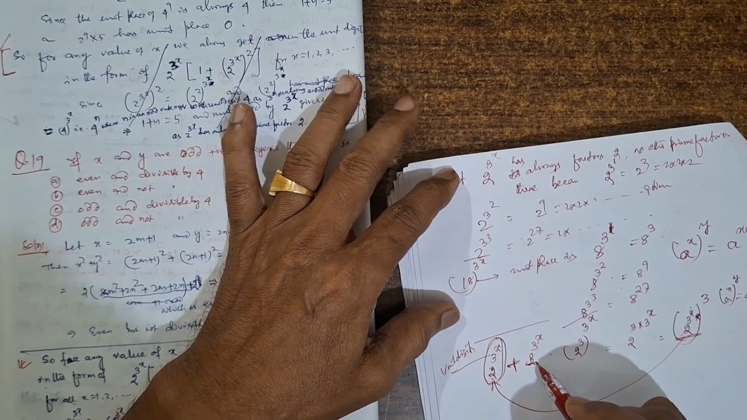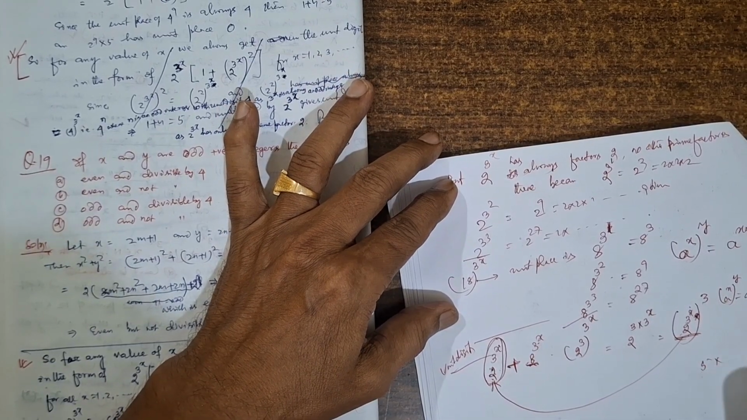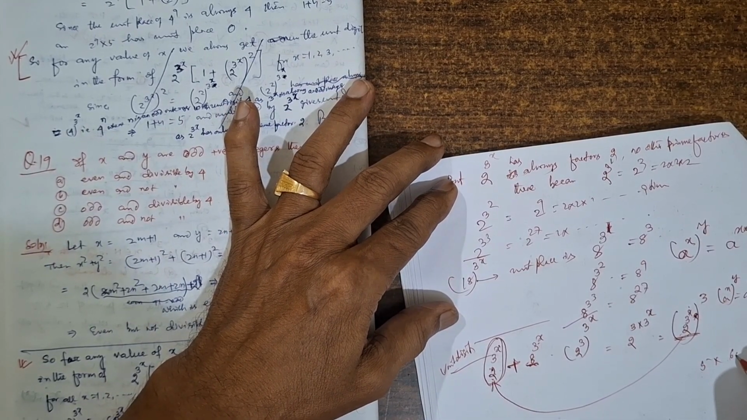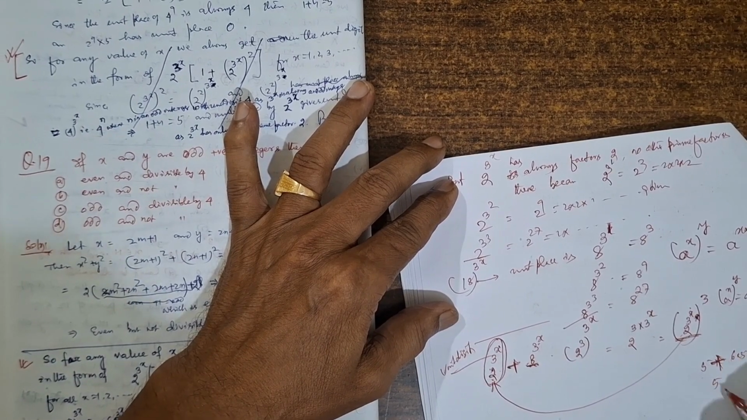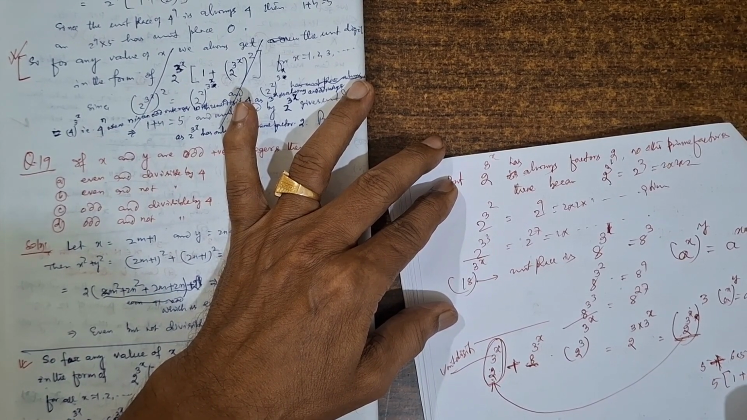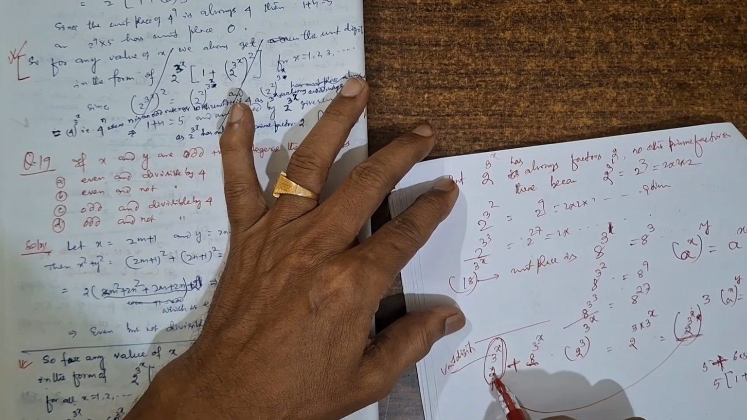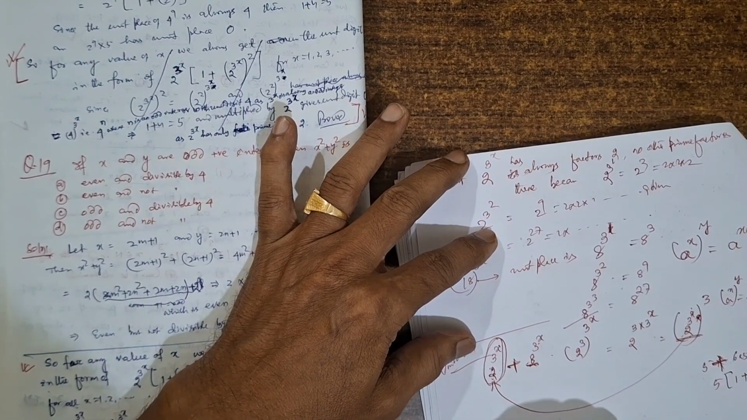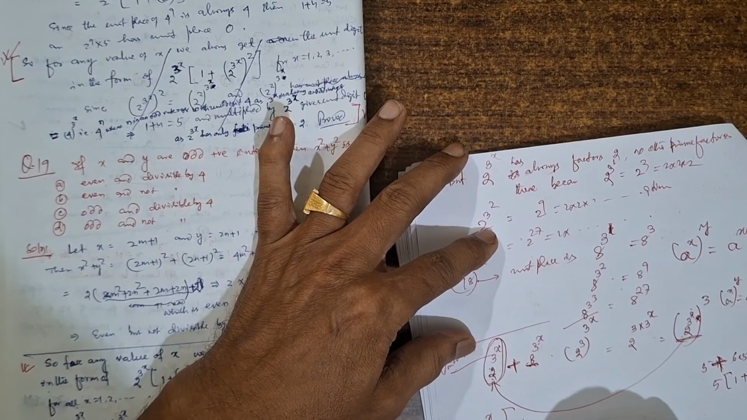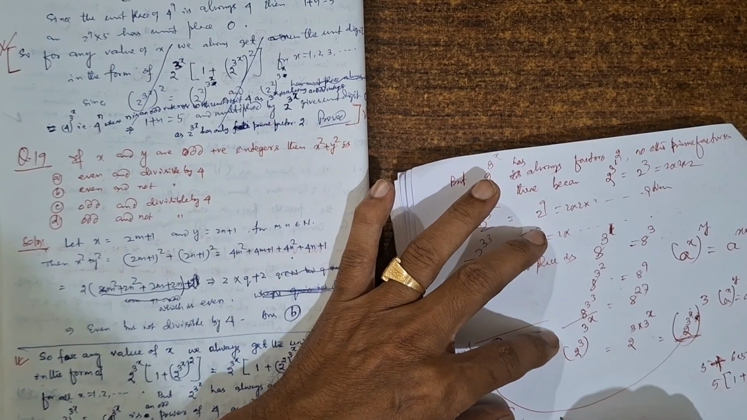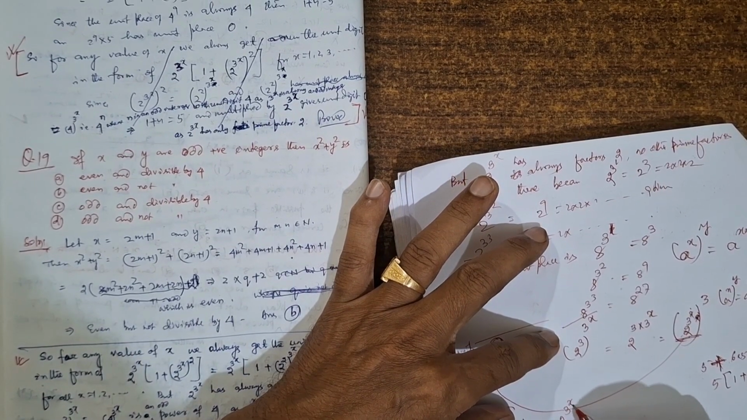When you are adding 5 into 6 into 5, you can take 5 common, so it is 5 times (1 plus 6). Similarly, when you are adding the 2 to the power 3 to the power x terms, take common, and it will be 1 plus 2 to the power 3 to the power x.